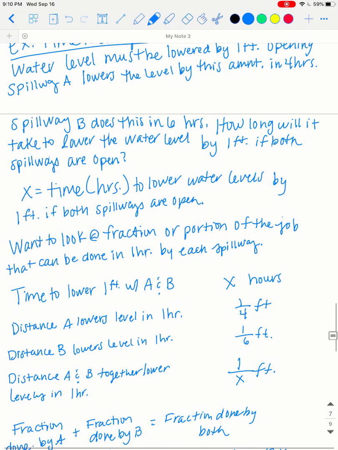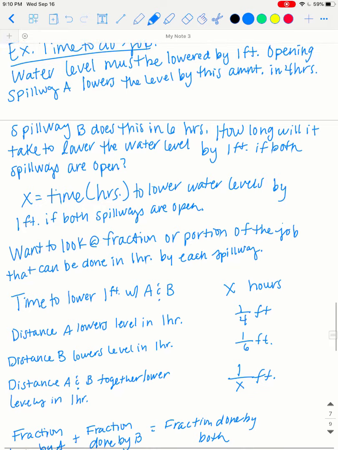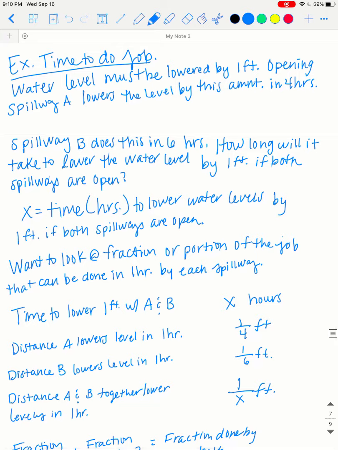So let x equal the time in hours to lower the water level by 1 foot if both spillways are open, because that's what we want to solve for. We want to look at the fraction or portion of the job that can be done in an hour by each spillway, and then look at what portions together can complete the job. Something not to do is just add 4 plus 6 and say that if both spillways are open, it'll take 10 hours to lower it by a foot.